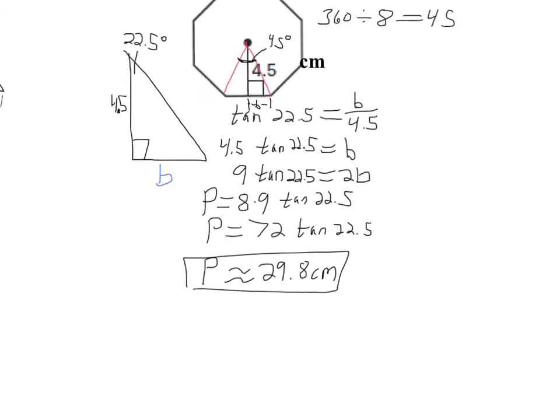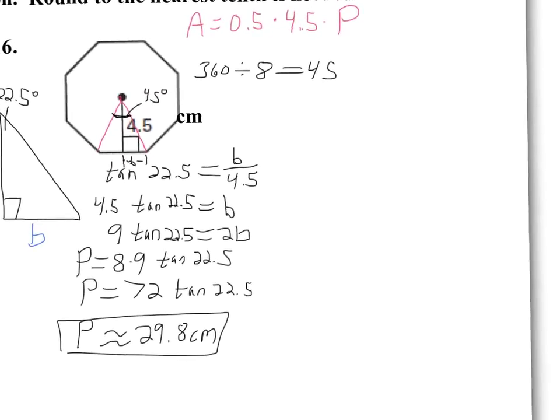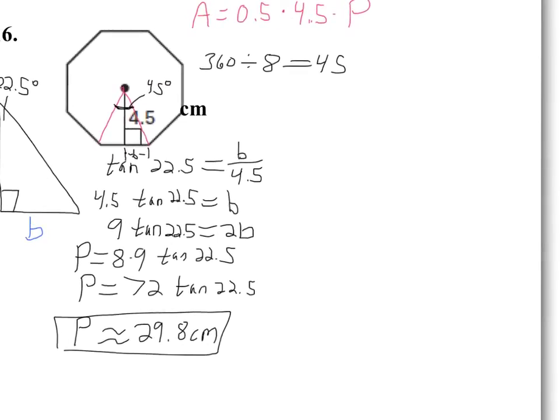Alright, so now let's go for area. We have the apothem, we have the perimeter. So area equals 1/2, or 0.5, apothem times perimeter. Now, rather than use this rounded value here, why not just use the original perimeter, the one that is our exact answer? That would be the best thing to do. So that would be 72 times tangent of 22.5.